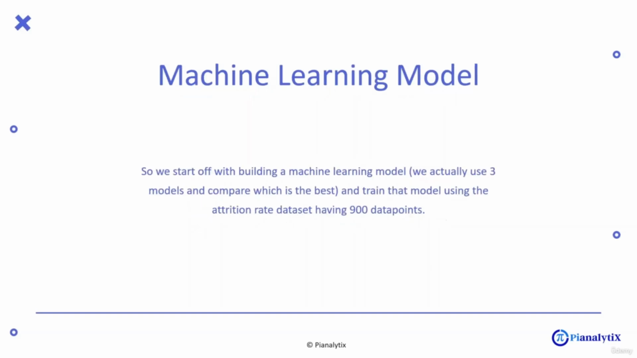Now we come to the first part, that is machine learning model building. We start off with building a machine learning model. We actually use three classifiers: logistic regression, random forest, and naive Bayes. And then we train those models using the attrition rate dataset, which has 900 data points.